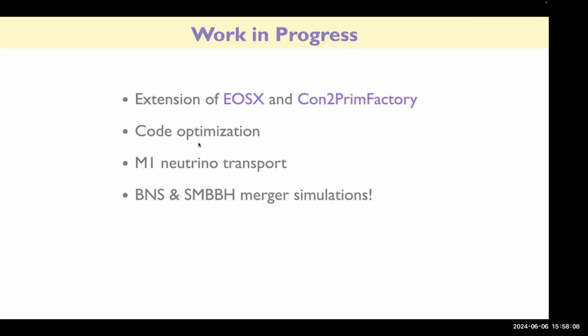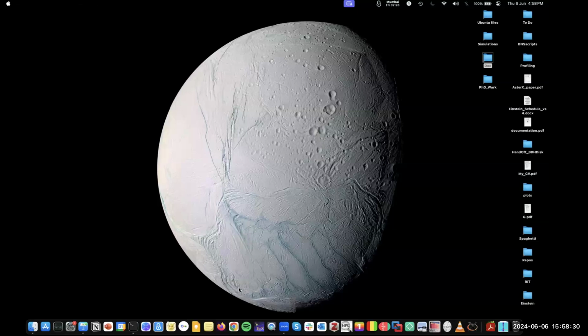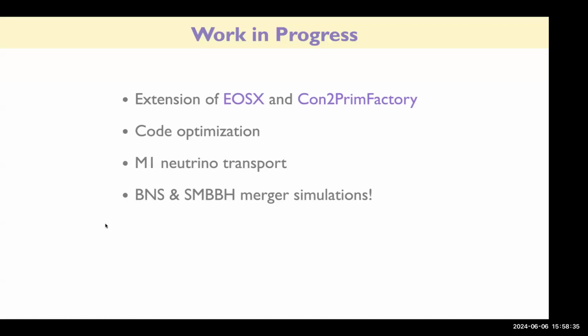Okay, while Vijay gets set up, why don't we talk about questions? Anyone have any questions? No, really? Okay, well, I'll ask one. So, you discussed some of the components like the Con2Prim factory and the EOSX. What has your experience been as far as implementing those capabilities on device? Were there any gotchas that you got hit by that might be useful for people following in your footsteps?